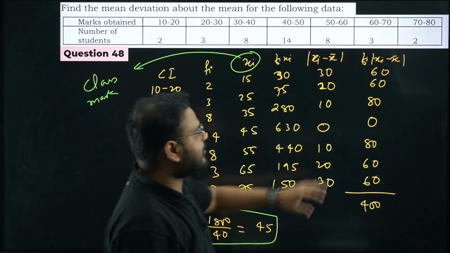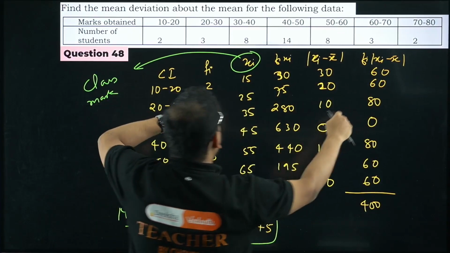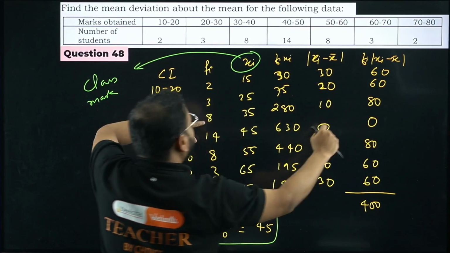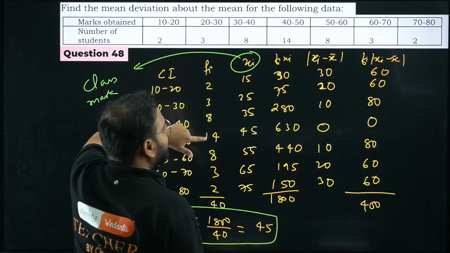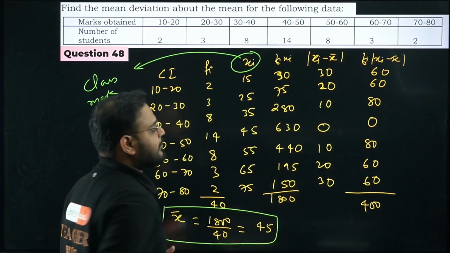Okay. Next you have fi into modulus of xi minus x bar. What is fi, sir? 2. 2 into 30, 60. 3 into 20, 60. 8 into 10, 80. 14 into 0, 0. 8 into 10, 80, 60 and 60. Add them, it's coming as 400.